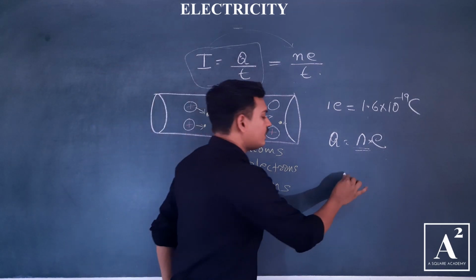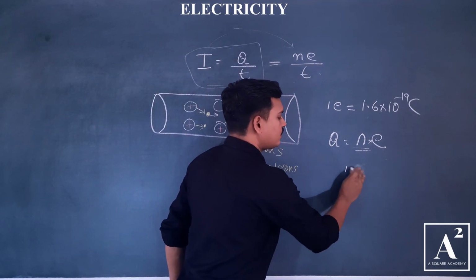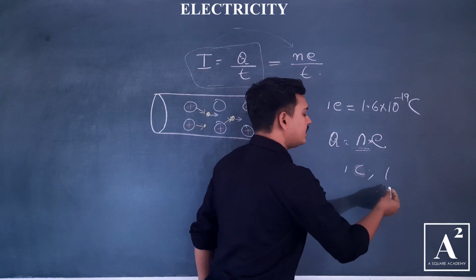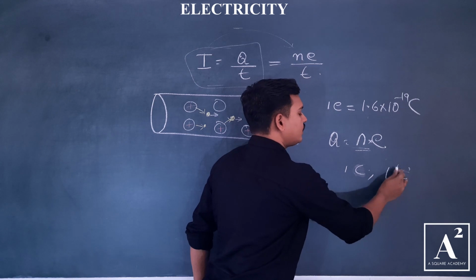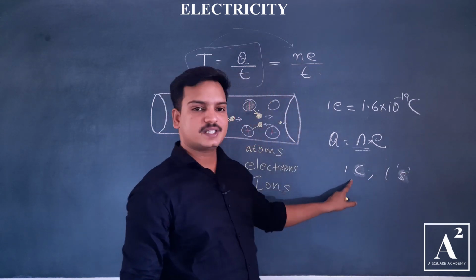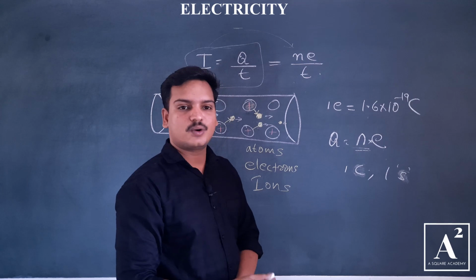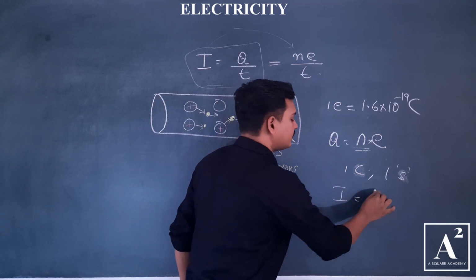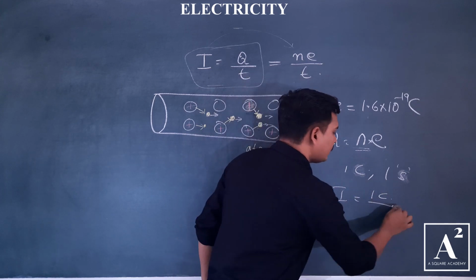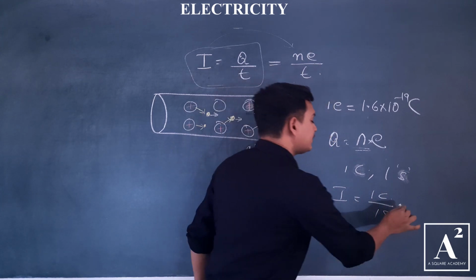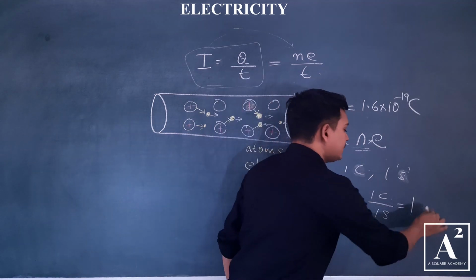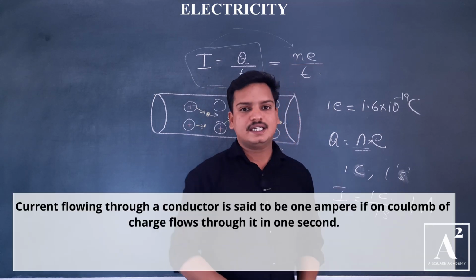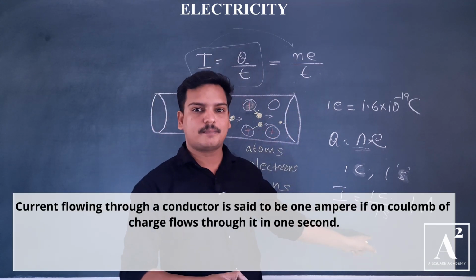Look at this. 1 coulomb charge is flowing at the same time, 1 second we are considering. 1 coulomb charge is flowing for 1 second. Then what will be the current here? So this current is equal to 1 coulomb divided by 1 second. Then that will end up in 1. The current unit is ampere, indicated by capital letter A. So 1 ampere.